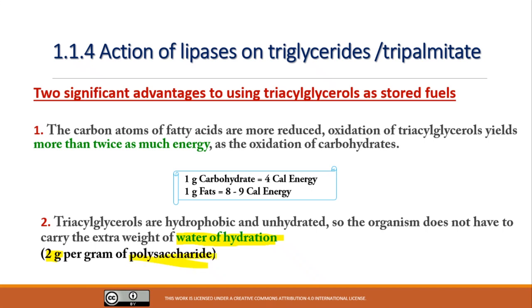So, if you want to store polysaccharides, then for 1 gram polysaccharide, you require 2 gram water. So, see how much extra weight that particular organism has to carry. But if that organism is storing triacylglycerol, it does not require to carry this water of hydration. So, these are the two important advantages of using triacylglycerols as stored fuels.